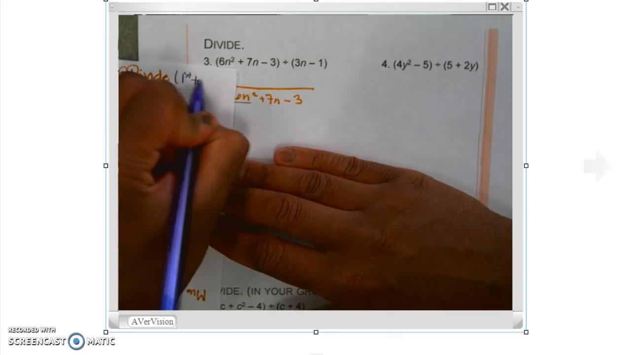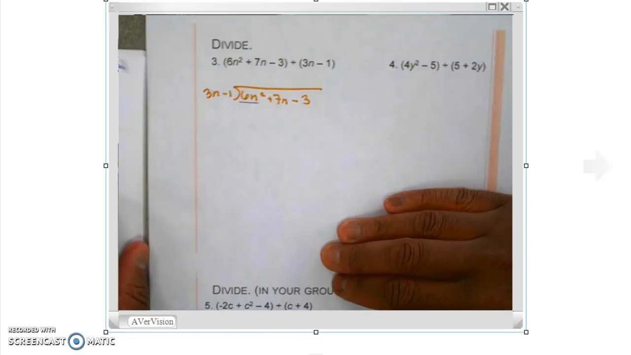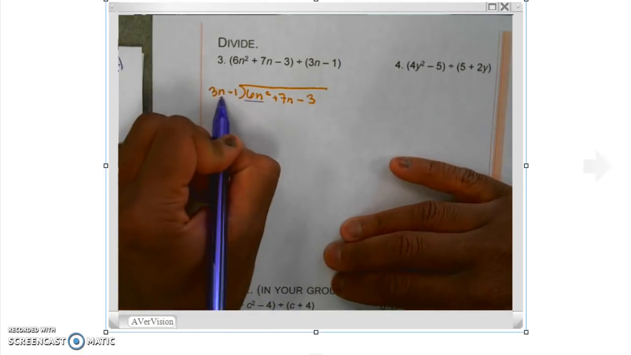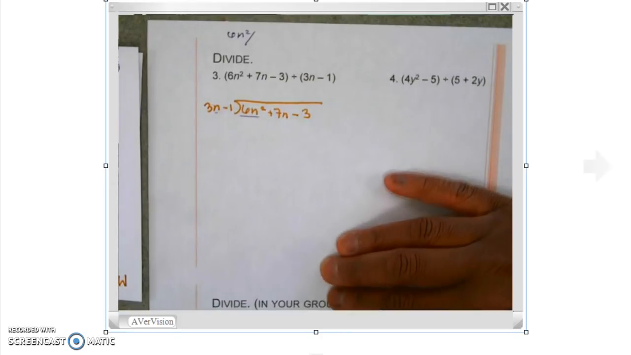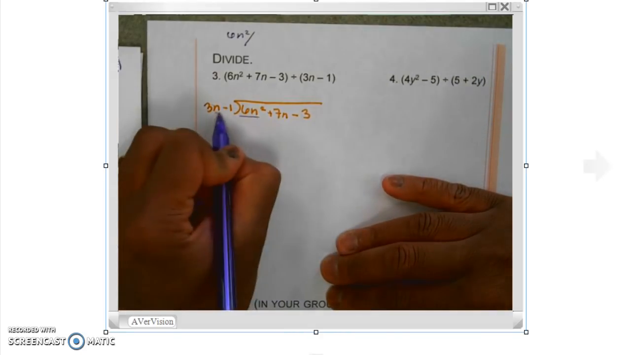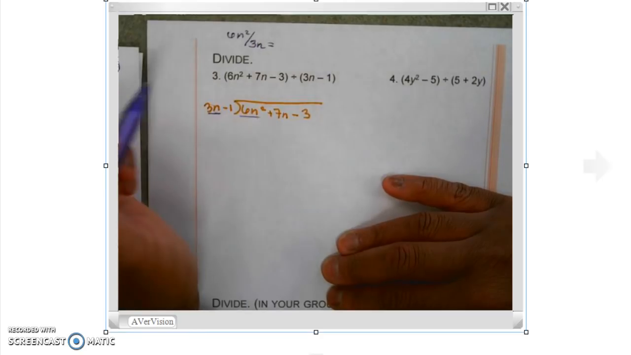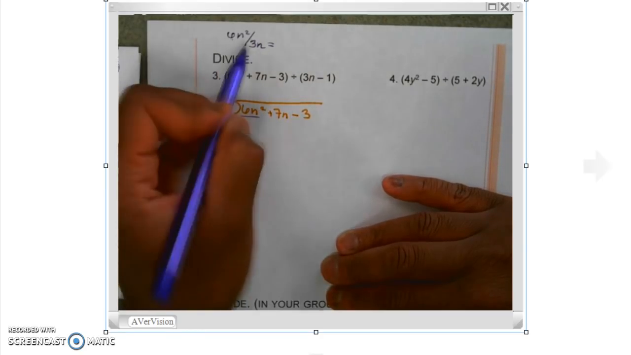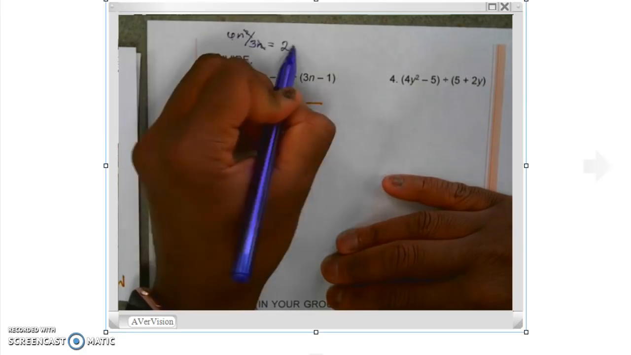So if you want to, you can add a little note: first terms. Well, what are my first terms? Well, it's going to be 6n squared. Just to show myself, 6n squared divided by 3n. Takes you back to what we just did on the other side, no? 6 divided by 3 is 2. N squared divided by n, I just have 1 n left.